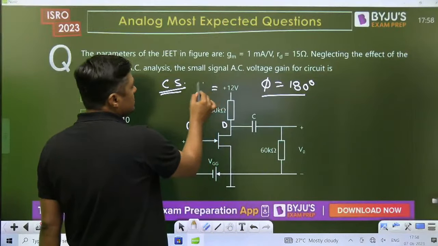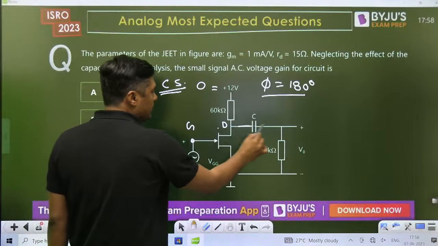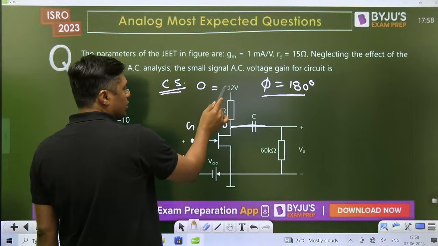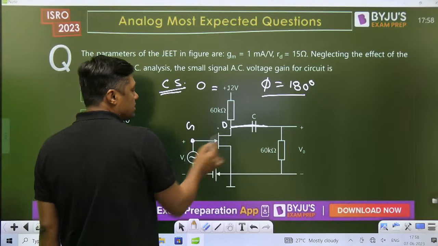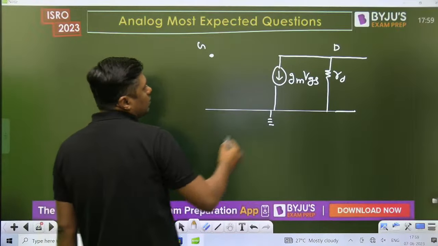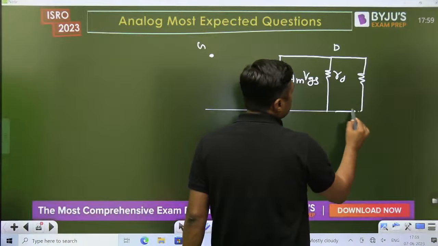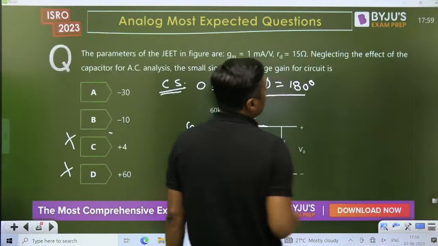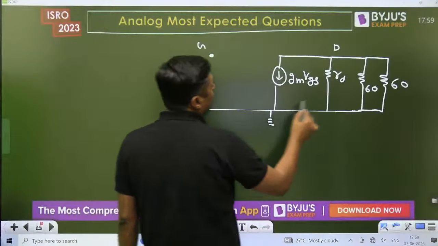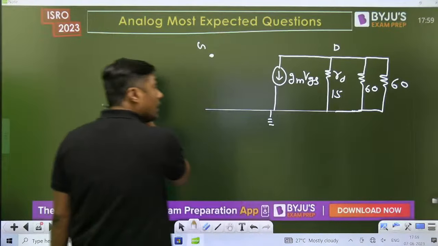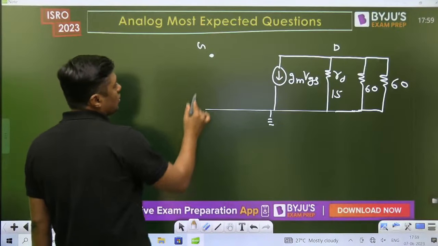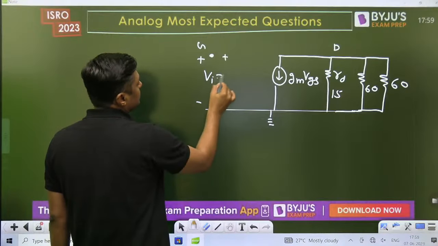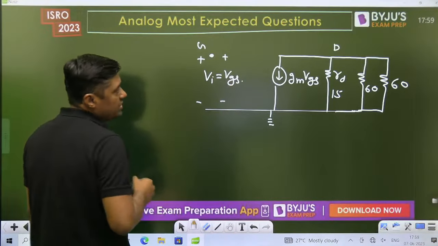And for AC analysis, make this zero. From drain, this capacitor will act as a short circuit during AC analysis. From drain to ground, because this is zero, 60 kilo ohm, drain to ground 60 kilo ohm, these are connected. You can connect that 60 kilo ohm resistor here, 60, 60, and the value of RD is given, 15 kilo ohm. At this point this is called VI, and this voltage is called VGS. VI is nothing but equal to VGS.